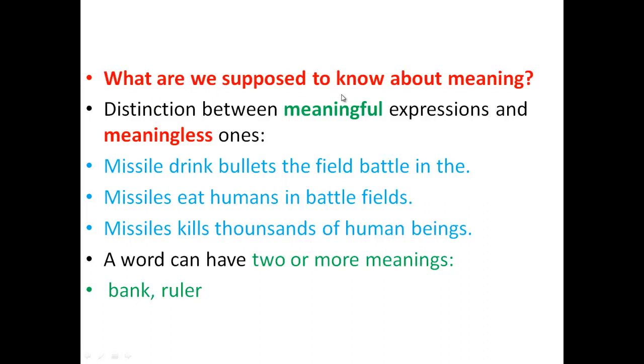Now, what are we supposed to know about meaning? Among the things native speakers know, when we say they know meaning, is to make the distinction between meaningful expressions and meaningless ones. For example, we have three sentences here. Native speakers can easily say which one is meaningful, which one is meaningless, and which one is not acceptable from a semantic point of view, but needs some kind of effort to interpret it figuratively.